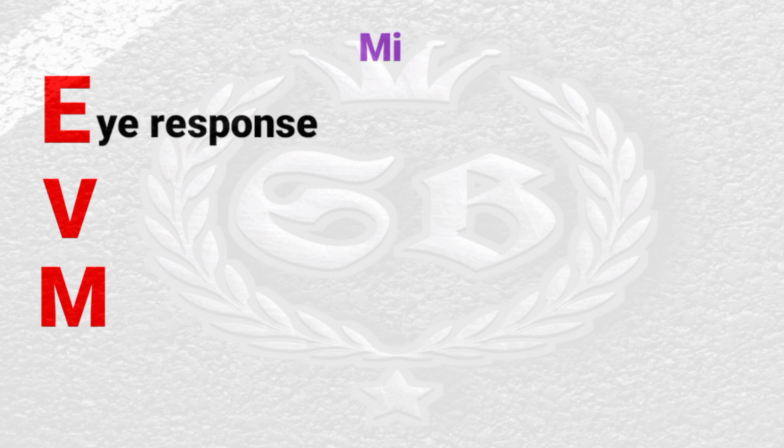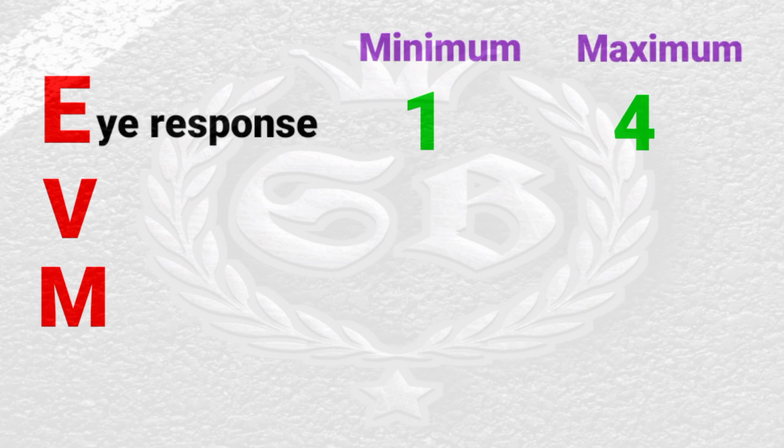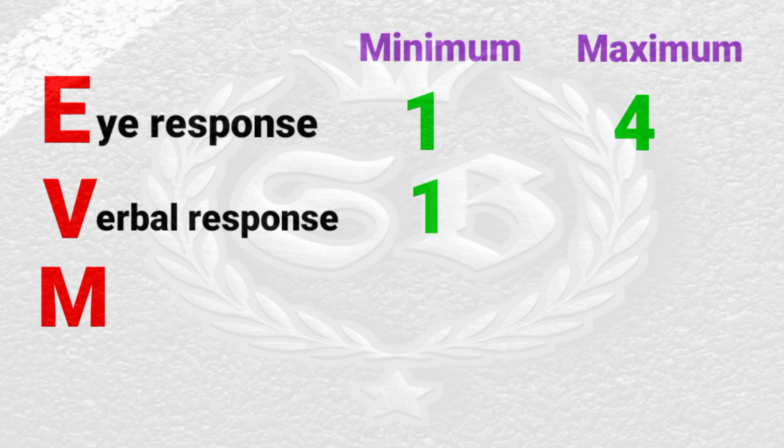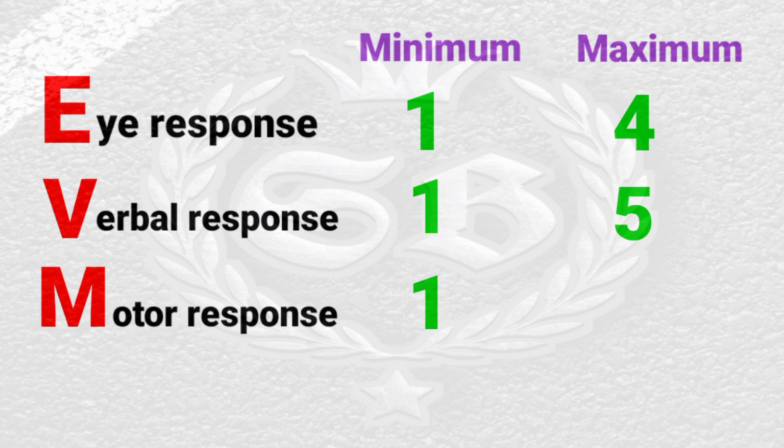Now, this scale is divided into three categories. You can memorize these three categories as E, V, and M. E stands for eye response. It has a minimum score of 1 and maximum score of 4. V stands for verbal response. It has a minimum score of 1 and maximum score of 5. M stands for motor response. It has a minimum score of 1 and maximum score of 6.